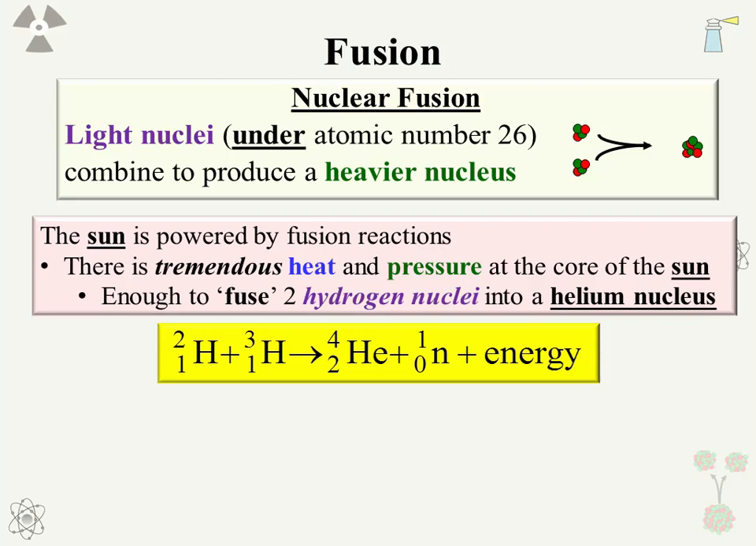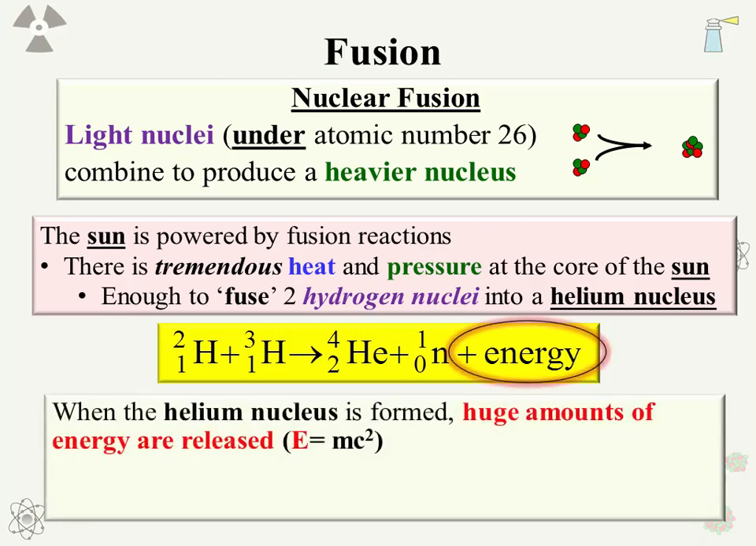nucleus. This is just one of the fusion reactions in the sun, but when the helium nucleus is formed, huge amounts of energy are released. While we will not discuss how, there's a small amount of mass converted into a large amount of energy, just as Einstein predicted with E equals mc squared.